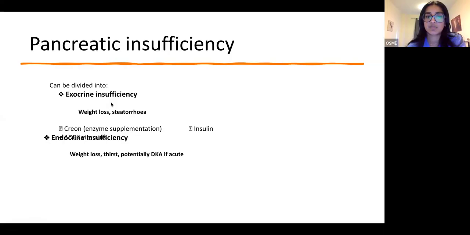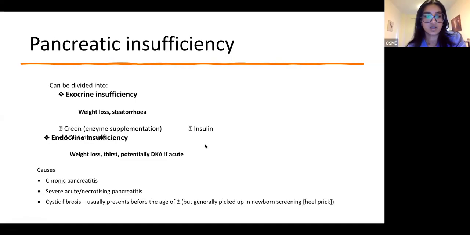And the management, like I said, is Creon, which is just enzyme supplementation. It's also taken by patients with cystic fibrosis who also have pancreatic insufficiency due to the mucus, and insulin for the diabetes. And some of the causes are what we talked about before. So the chronic pancreatitis, the necrotizing pancreatitis, where the parts of the pancreas die, and also cystic fibrosis. But that tends to be picked up a lot earlier in the newborn screening.